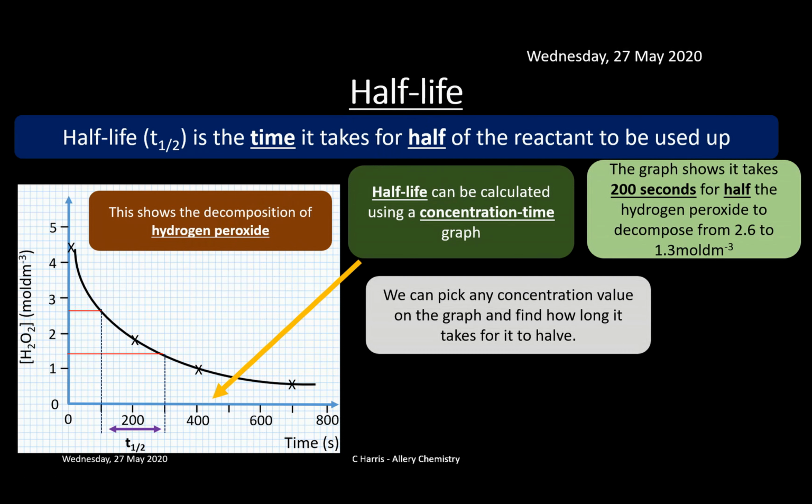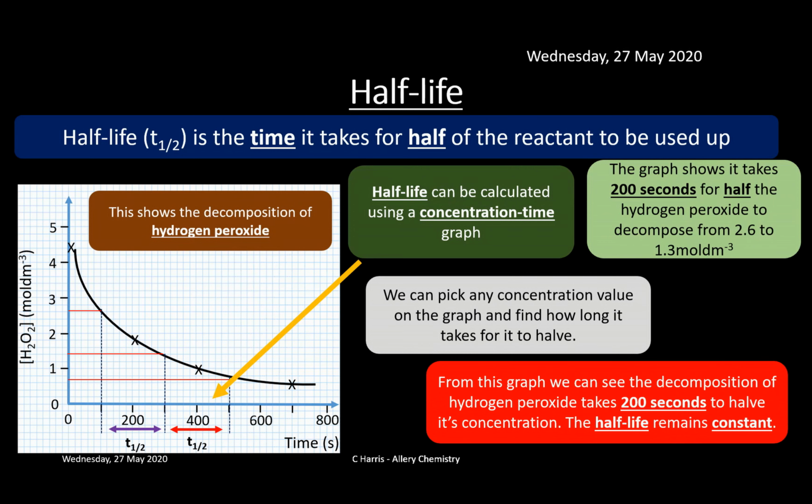We can pick any concentration value on the graph to find out how long it takes for it to halve. So let's have a look. We're going to do this one. Again, that's half of 2, so that's going to be another 200 seconds, as you can see. And you can see that the decomposition of hydrogen peroxide takes 200 seconds to halve its concentration.